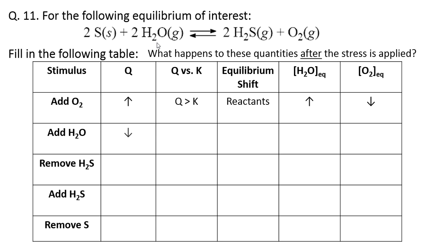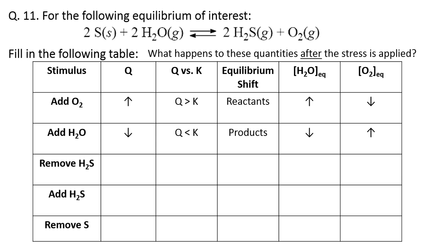If we add H2O now, we are now adding a reactant. This will cause Q to decrease, therefore Q will be less than K, and the reaction will want to shift to the right in order to reestablish equilibrium. This will cause the equilibrium concentration of H2O to go down, and the equilibrium concentration of O2 to increase.